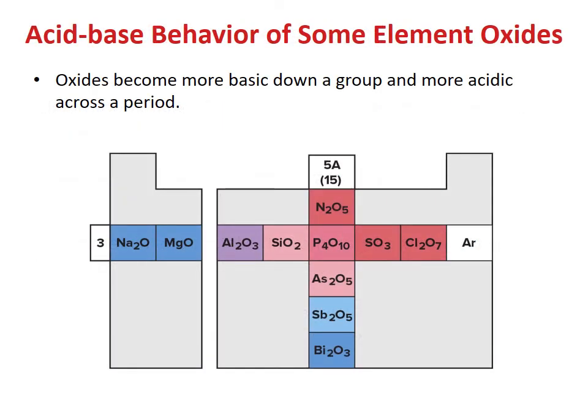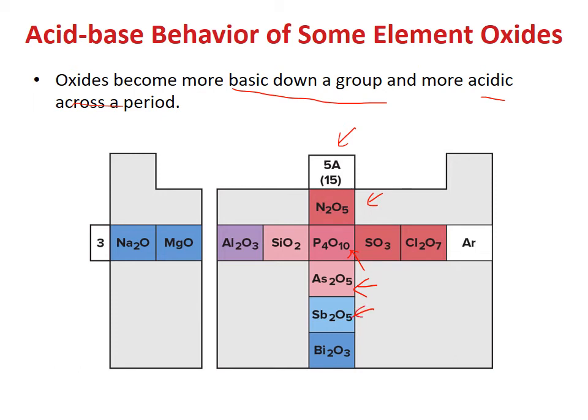Oxides become more basic down a group and more acidic across a period. So let's take group 5 as an example. N2O5 is acidic. In water, it forms nitric acid. That's a very strong acid. Tetraphosphorus pentaoxide in water forms phosphoric acid, which is a weak acid. And arsenic oxide in water is also a weak acid.